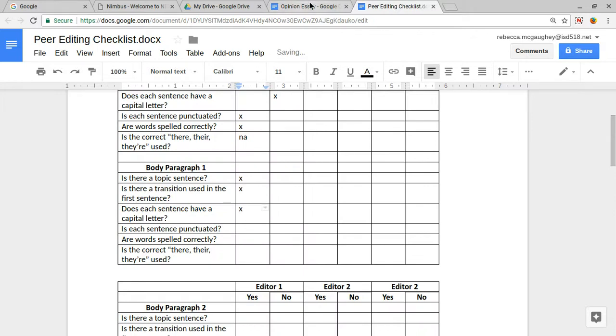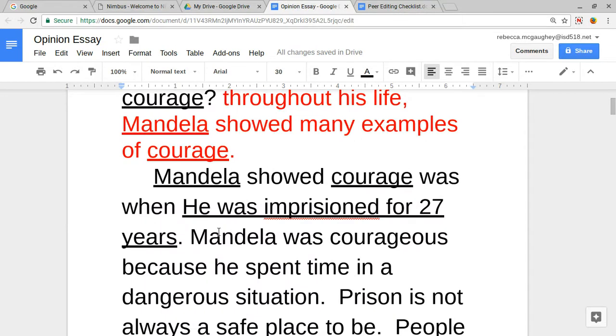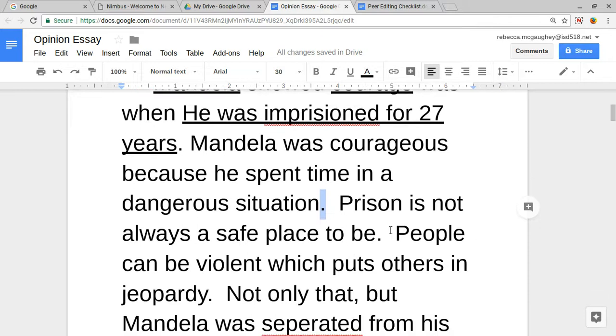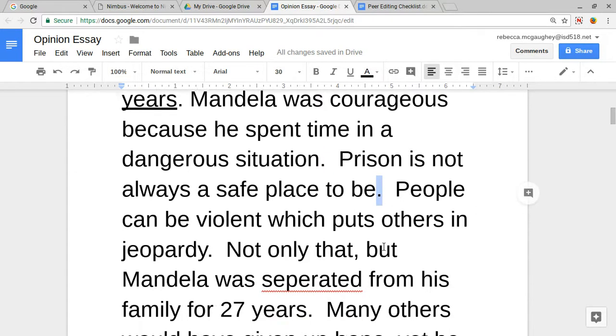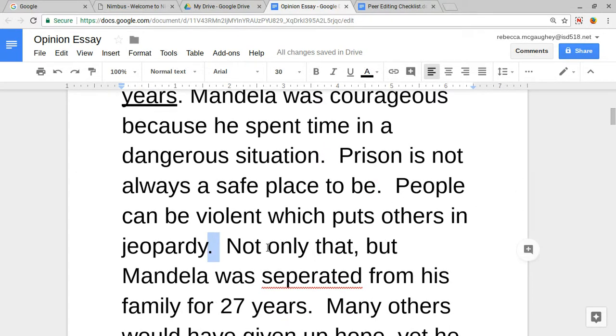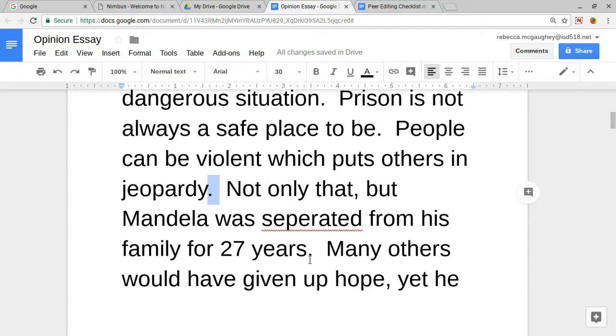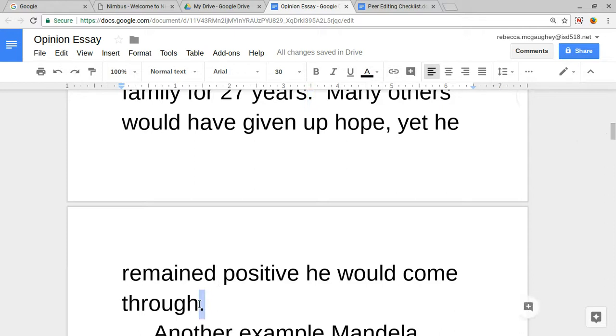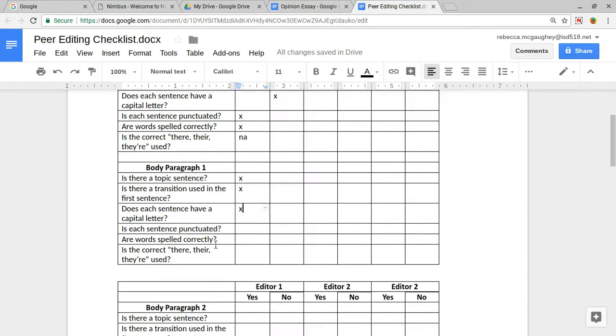Is each sentence punctuated? At the end of the sentence, there should be periods. Period, 2, 3, 4, 5, 6. Okay, so I have that.